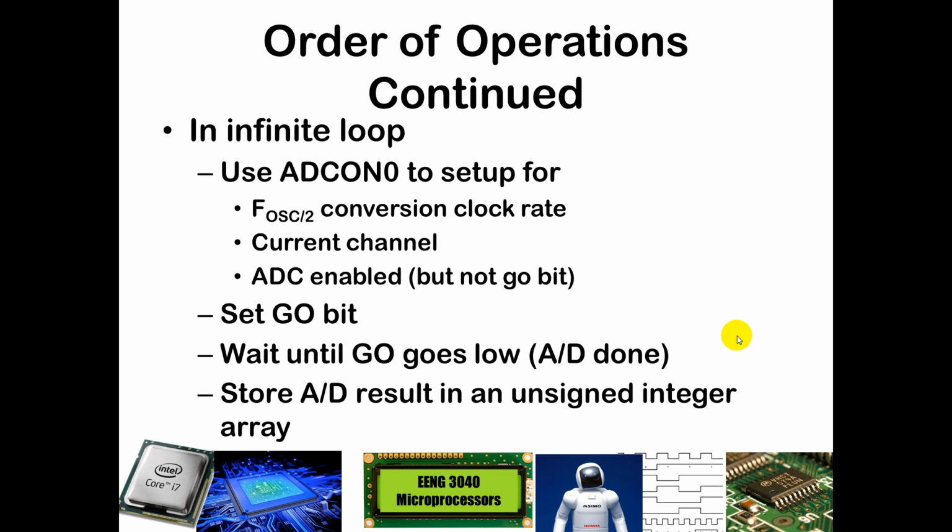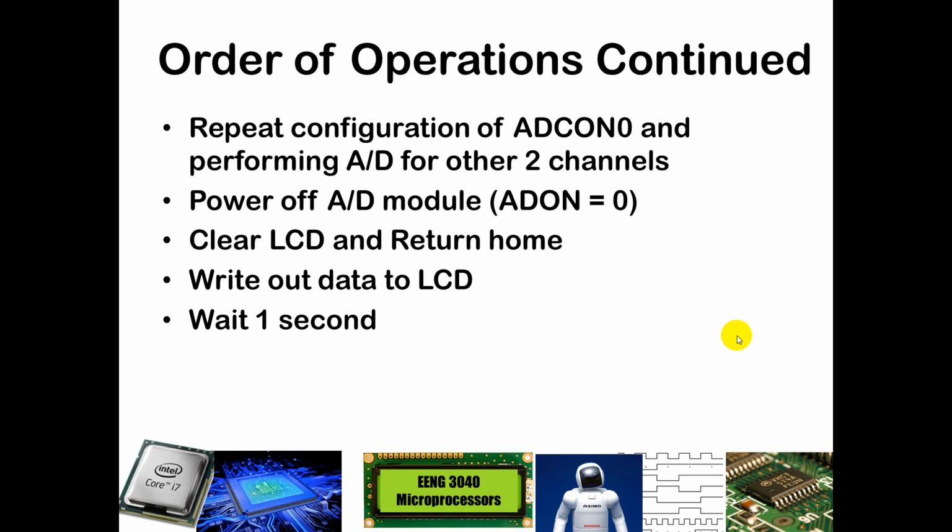Then you're going to, inside of that loop, after you store the first value, just continue and do the same thing for the y-axis channel, the z-axis channel. After you have all of those data collected, then you're going to power off the A to D module, switch back over into LCD mode, and just write out the information that's required in the lab, and wait 1 second so that you can actually see all the information on the LCD before you go back in and do the analog to digital conversion again.